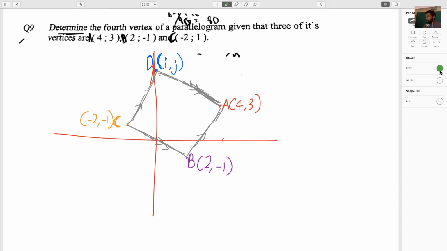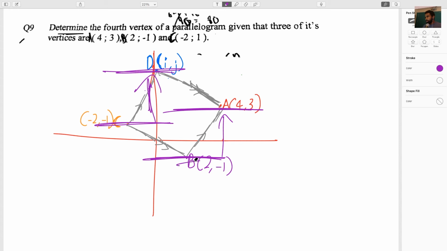And then for the y, actually, should I do the y? Maybe I won't do the y. I'll start the y and then I'll let you finish it. For the y, the distance from B to A should be the same as from C to D in terms of the y-axis. So B to A, we have minus 1 there and 3 there, so that would be 4. What would be the distance from C to D? We do minus 1 and then add 4 to it. Okay, so that's the intuition.